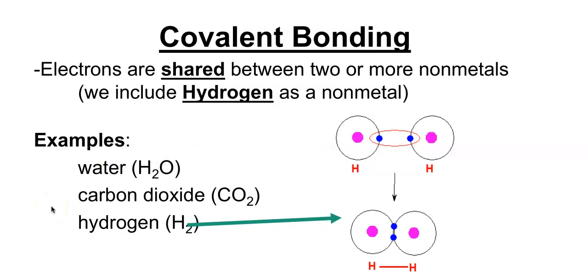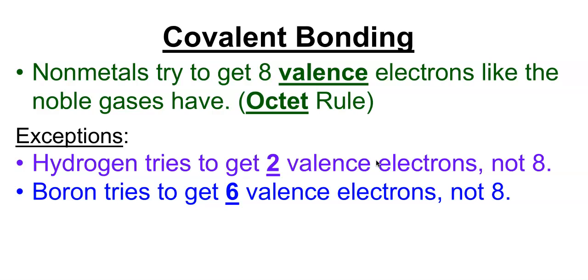Some examples are water, carbon dioxide, and hydrogen. These are some very common covalent bonds. Just like in ionic bonding, the reason that these atoms are bonding is to complete their octet. They just are going to share electrons instead of taking them away. But their basic drive behind bonding is that need to get to a complete octet.